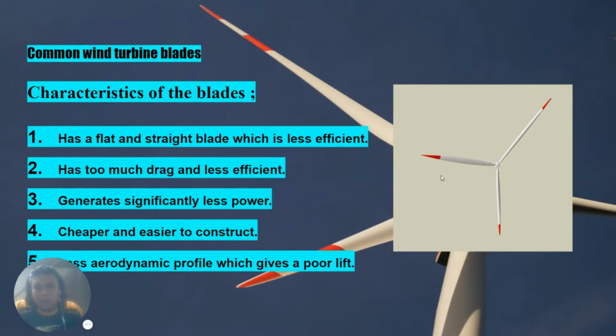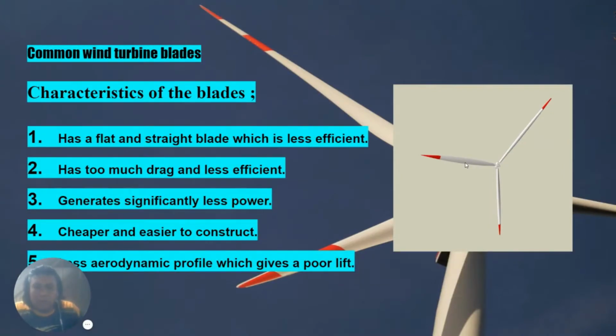Number two, it has too much drag and is also less efficient against the air resistance, and it will generate very little rotation power. The construction of these blades is cheaper and easier, and the design of the blades has a less aerodynamic profile, which gives poor lift against the air resistance.